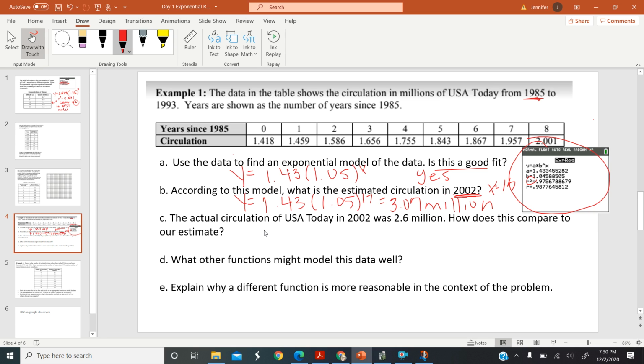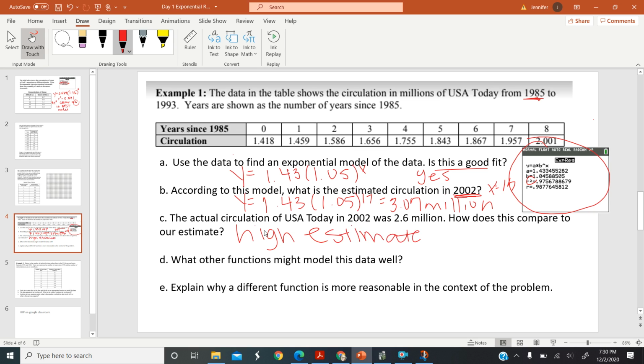But if you look at the next question, it says the actual circulation was 2.6 million, and it wants to know how this compares to our estimate. Our estimate was definitely high by about 500,000. That's a pretty significant amount to be off whenever we're making an estimate. So I'm going to write that our estimate was high.